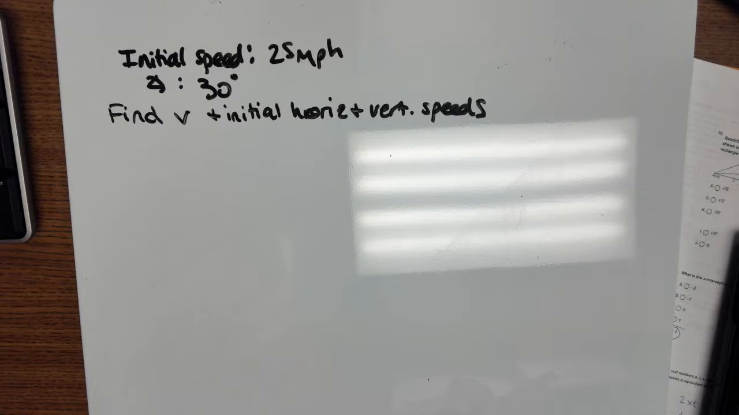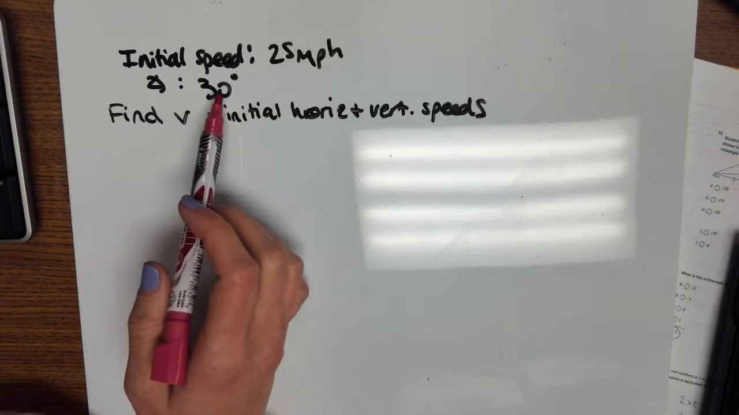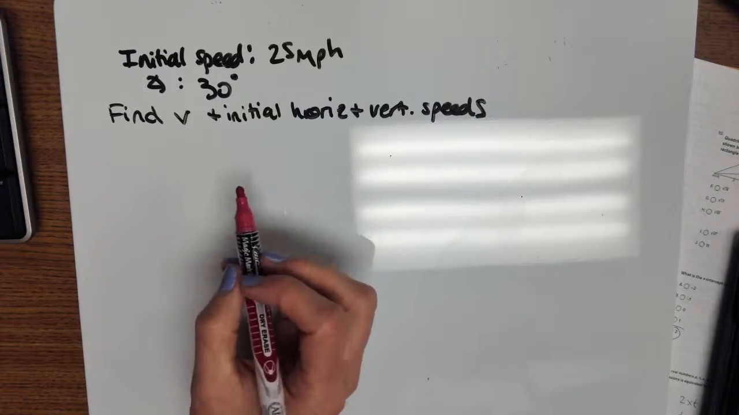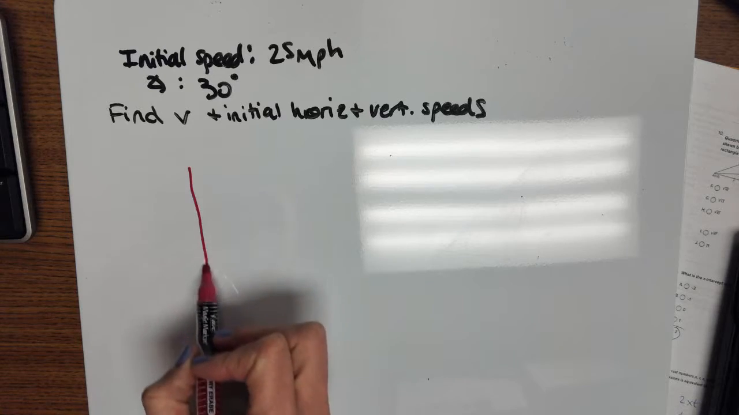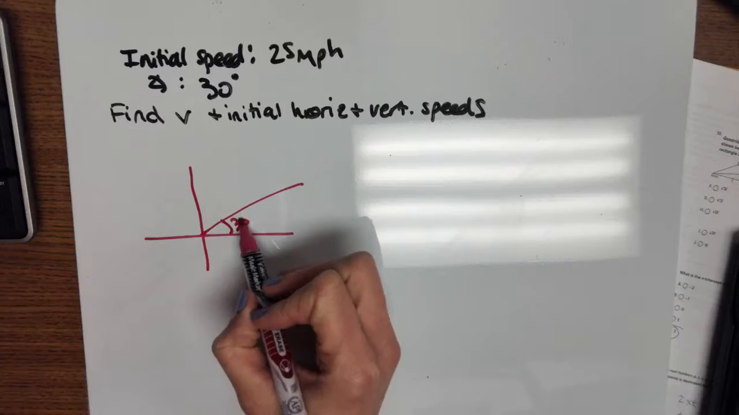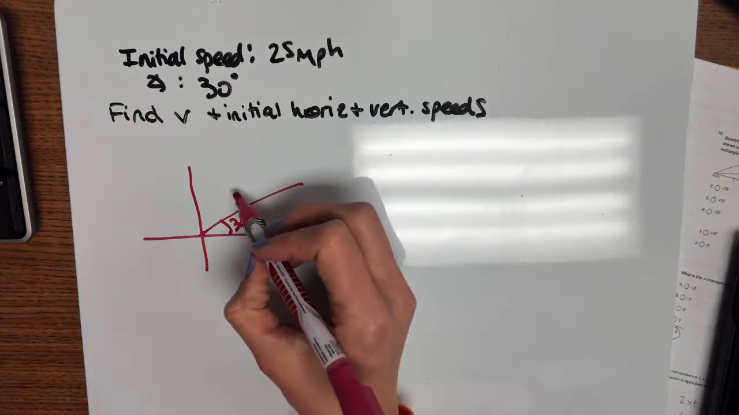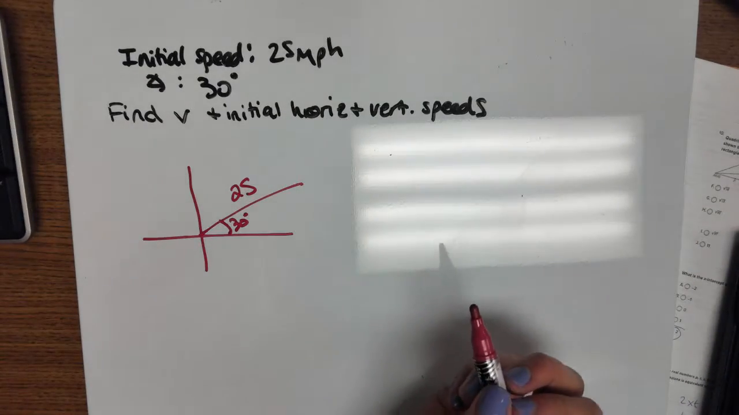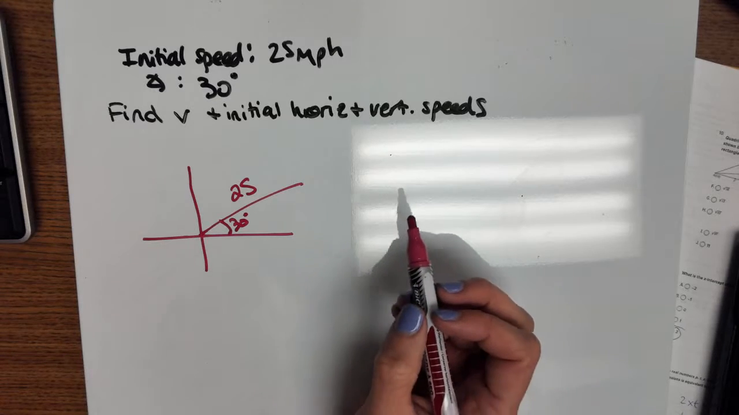Alright, so for this problem we can see that we have an initial speed of 25 miles per hour at an angle of 30 degrees, and it was with the positive x. So we can always assume that it's with the positive x-axis. So I'm going to go ahead and draw that angle. So that was my 30 degrees. My initial speed is 25 miles per hour. That is the magnitude of this vector.